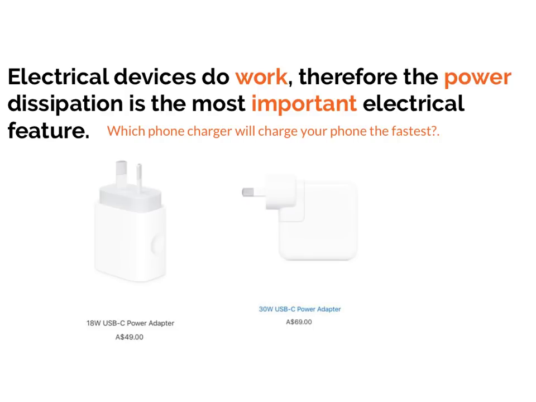So electrical devices do work, therefore power dissipation is the most important electrical feature. We've got things like iPhone chargers, and electrical devices usually show you the watts. They don't talk about voltages because it's assumed that if you're using this plug, it's going to be 240 volts. So they usually talk about wattage, or the power. We have an iPhone charger here with 18 watts, and this one has 30 watts. Which one do you think would charge the iPhone the fastest? Well, the 30 watts would almost do it twice as fast.